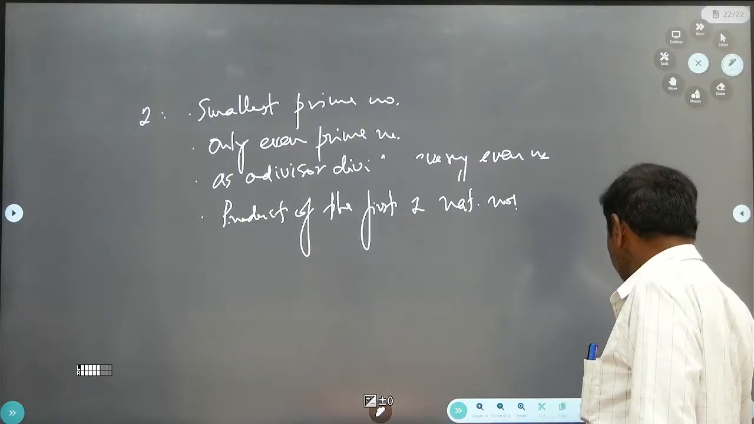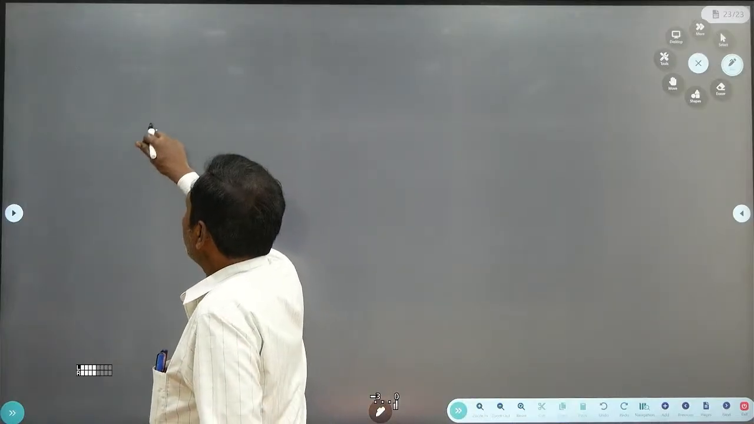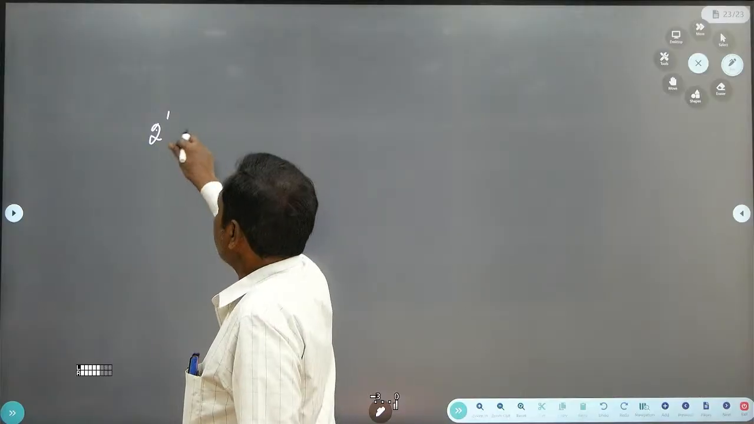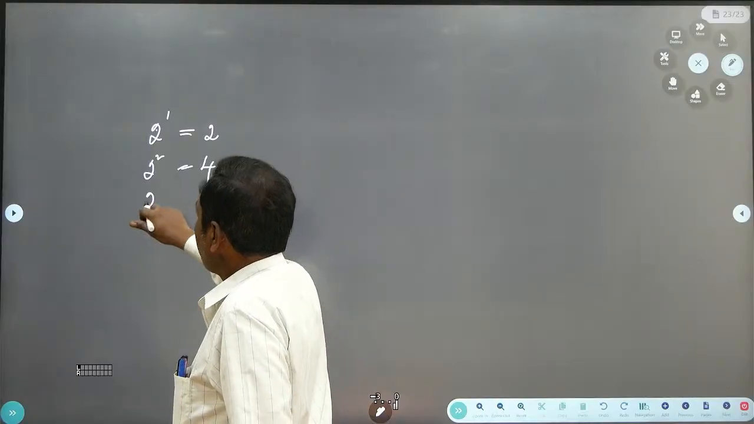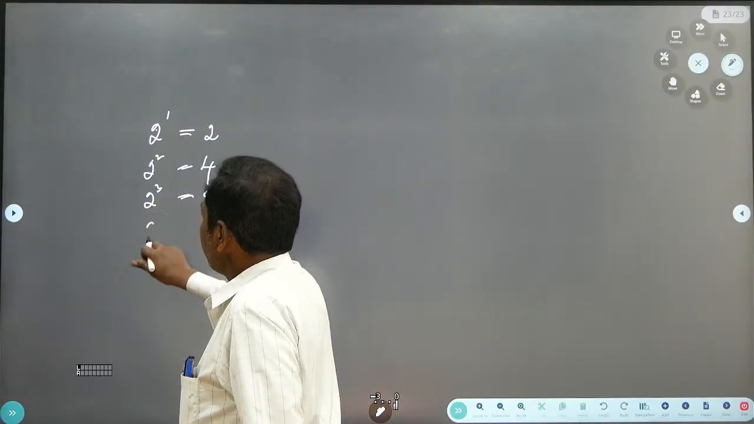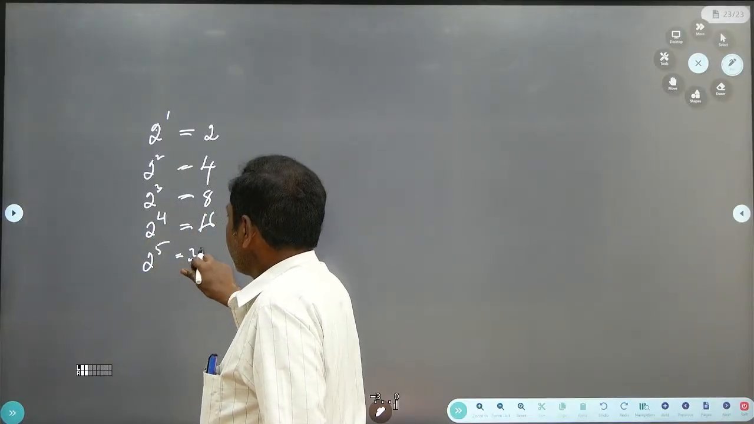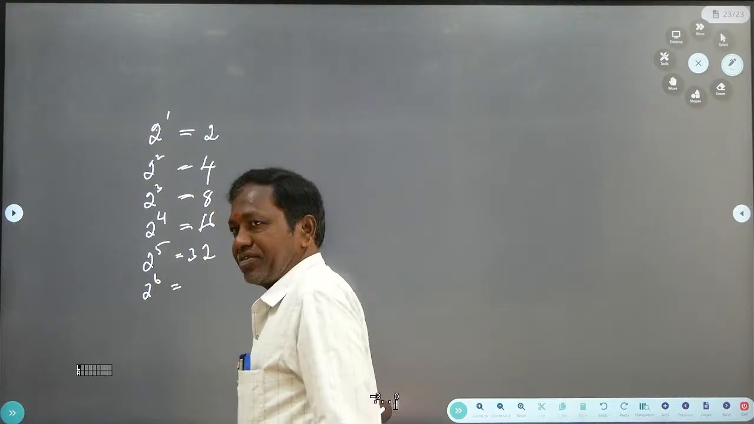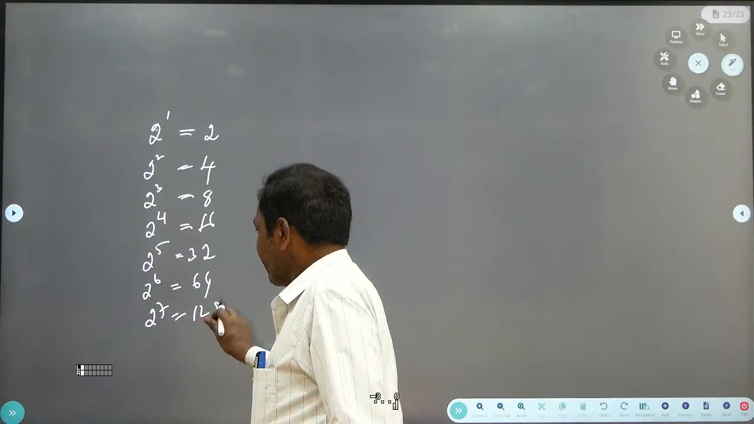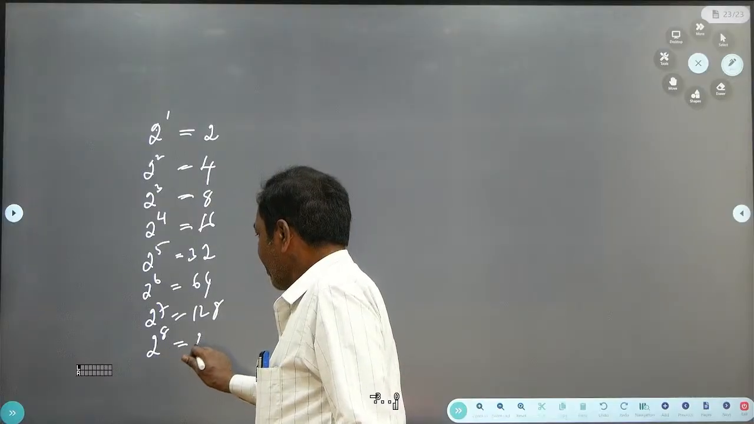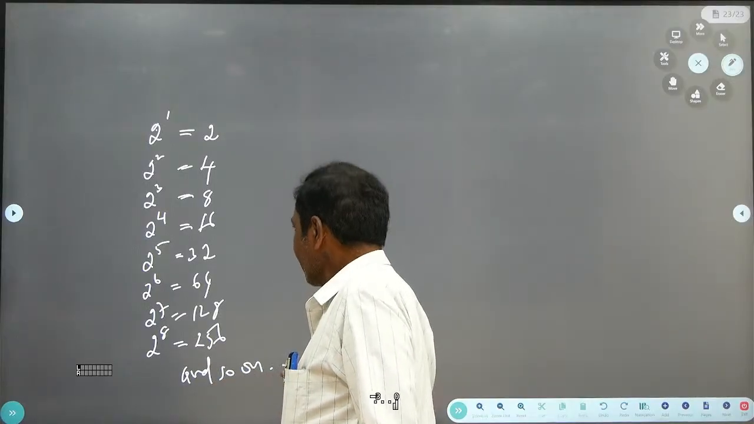And out of 2, what happens here? I'll tell you, this is only possible for 2. Now 2 to the power of 1, what is it? 2. 2 to the power of 2 is 4. 2 to the power of 3, 8. 2 to the power of 4, 16. 2 to the power of 5, 32. 2 to the power of 6, 64. 2 to the power of 7, 128. 2 to the power of 8, 256, and so on, like that.